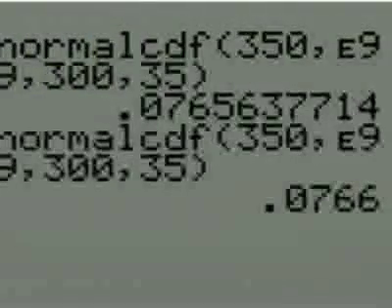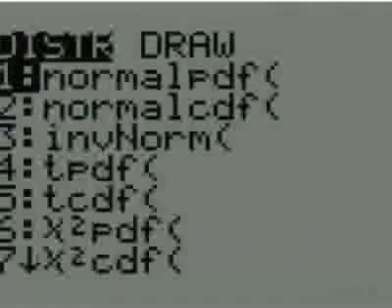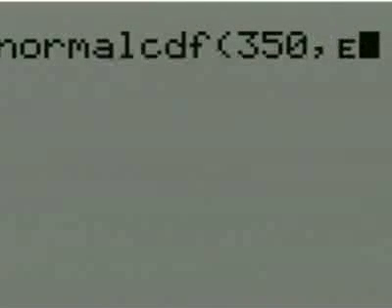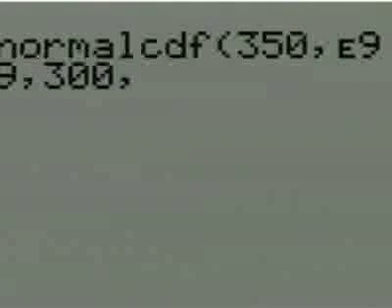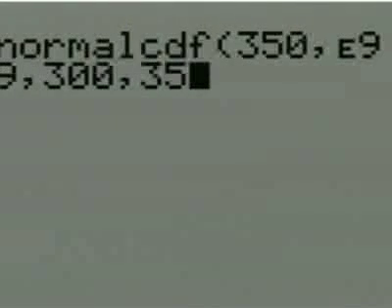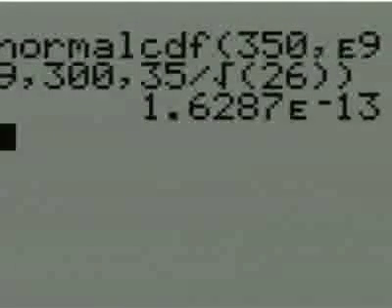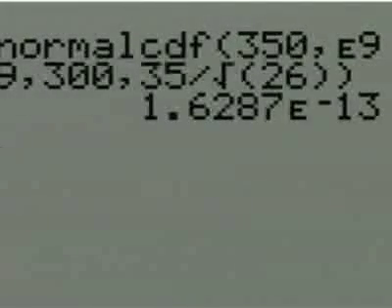I'm going to clear this other stuff off and go back to second distribution, normal CDF. I want 350 to infinity. The mean is 300. The standard deviation is now 35 divided by square root of 26. That is 1.6287 e negative 13. All right, let's take a look at what that means.